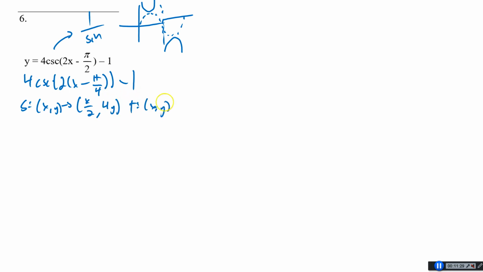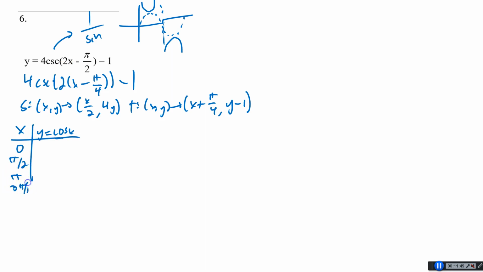Translation takes xy to x plus pi over 4. And then the y's are all minus 1. Okay, so let's get our typical values first. So x and then y equals cosine x. Okay, so the x value is 0, pi over 2, pi, 3 pi over 2, and 2 pi.